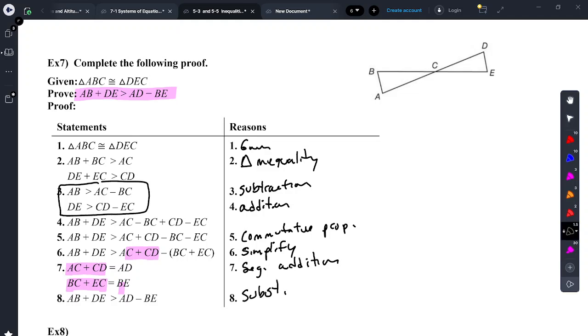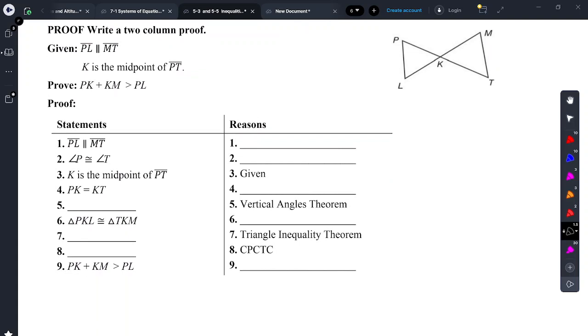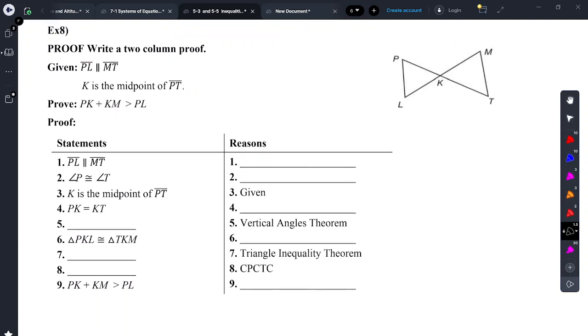All right? Not a pretty proof, yeah? All right, let's try it again. This one's a little bit easier. What are we given? That PL is parallel to MT. All right, so let's just work our way through it without doing a proof. What else? K is the midpoint of PT. So that means that this is equal to this, right? What are we trying to prove?